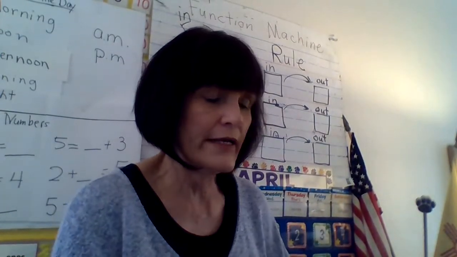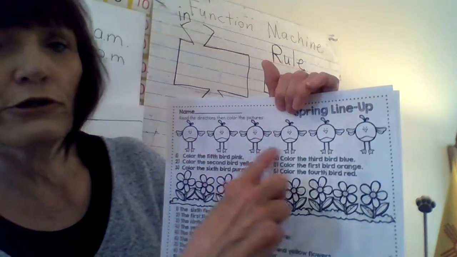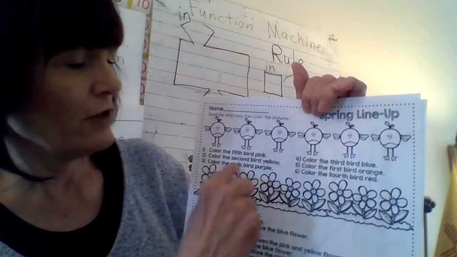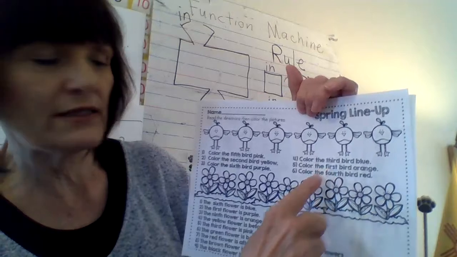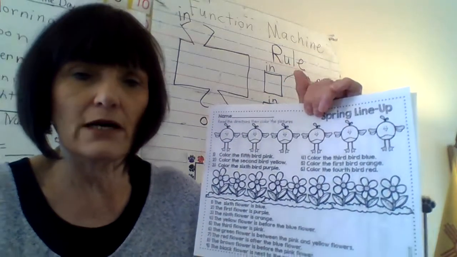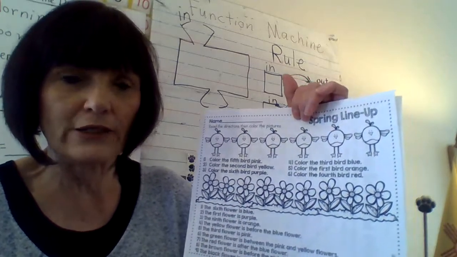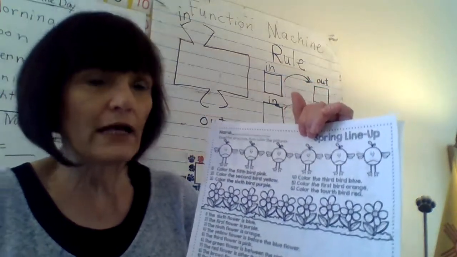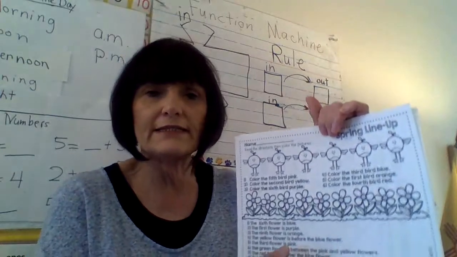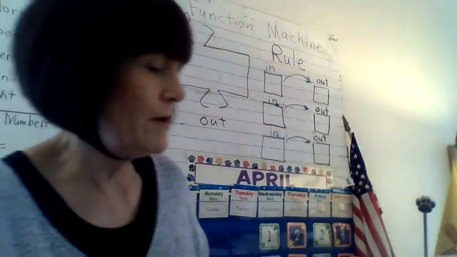All right, now there is an ordinal number page. There's some birds you have to do, following these directions, coloring these birds, and you have to color the flowers different colors depending on their position on the page. First, second, third, fourth, fifth, sixth, seventh, eighth, ninth, 10th, 11th, 12th. You could keep on going.